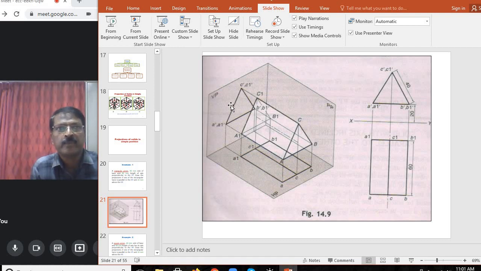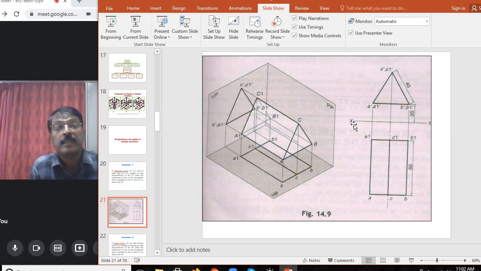So in which view, front view or top view, can we start the true shape of the base? This is the true shape of the base in the second figure above XY. It is represented with A dash, B dash, C dash. So A dash, B dash, C dash represent the front view, or the true shape, of the triangular prism in the front view. Since the axis is perpendicular to VP, we have to assume that the true shape of the base is available in the front view.